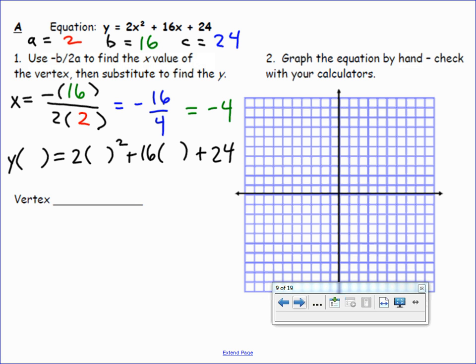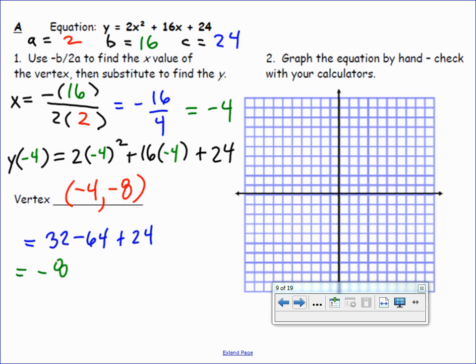So let's do that. I'll go ahead and evaluate, and I'm getting negative 4 squared is 16, times 2 is 32, minus 64 is negative 32, plus 24 is negative 8. I guess I'm getting negative 8. Did I do that right in my head? Negative 8? Awesome! So my vertex as a point x comma y would be negative 4 comma negative 8. Everybody, let's go ahead and record that. Negative 4 comma negative 8.